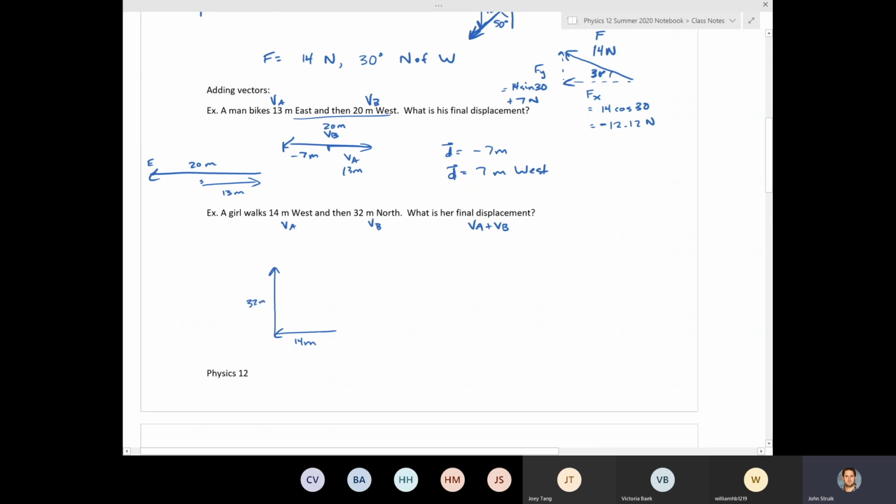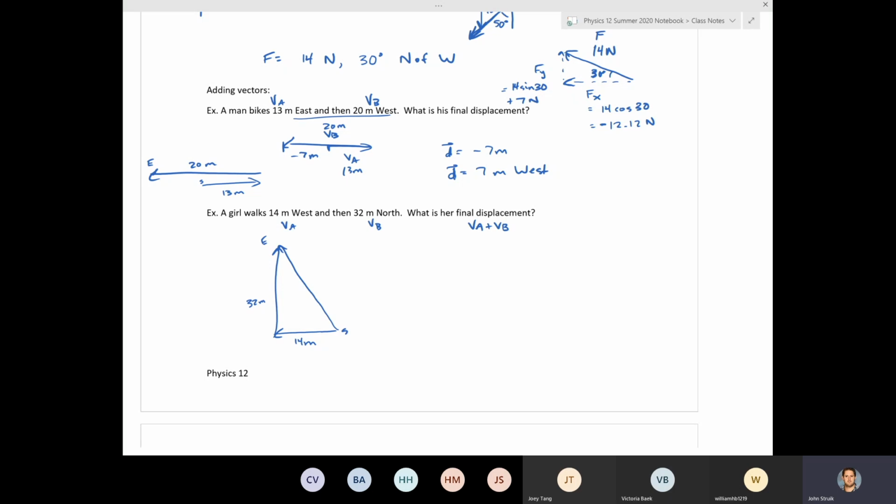That should be a little bit bigger, because 32 is significantly bigger than 14. So we should try to draw it as to scale as possible. I'm not going to draw it perfectly to scale or anything. And then the final displacement, so this is the start, this is the end, is going to be the arrow from the start to the end. It's kind of like the outcome of your vector addition.